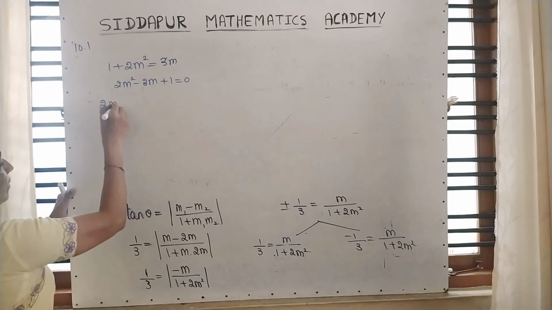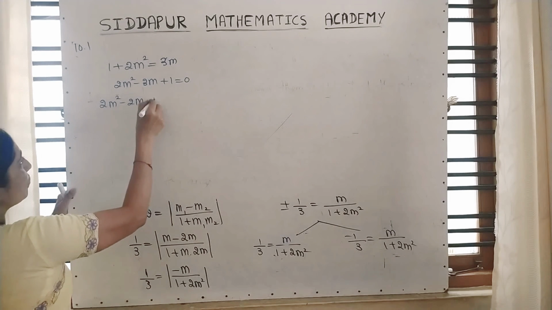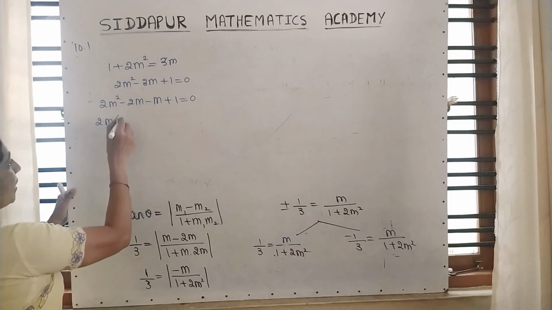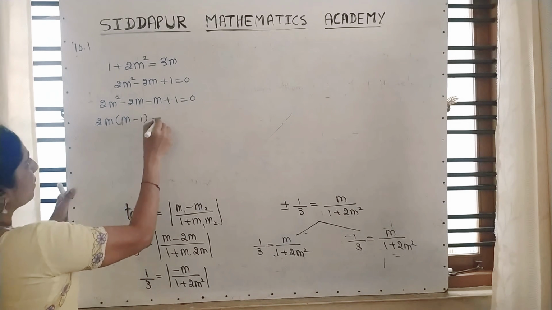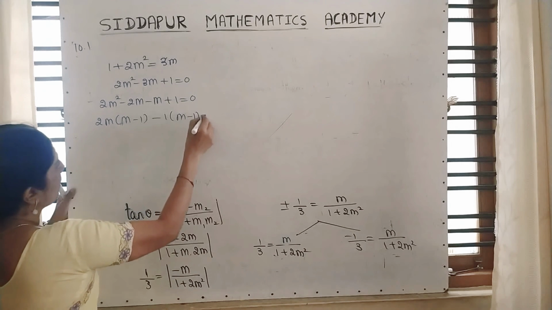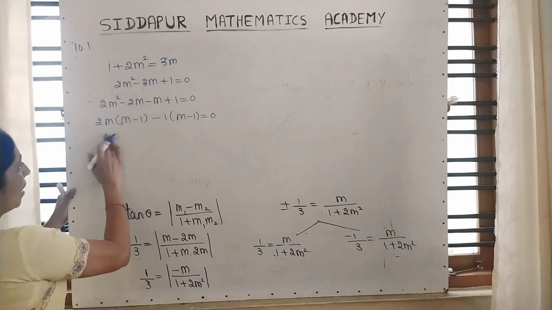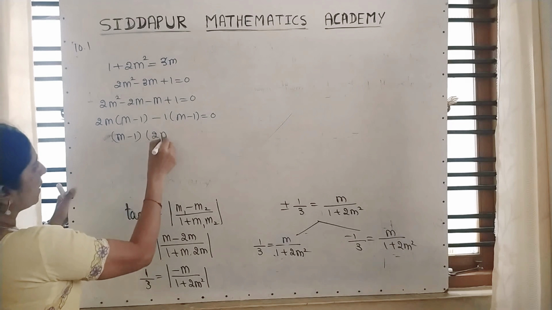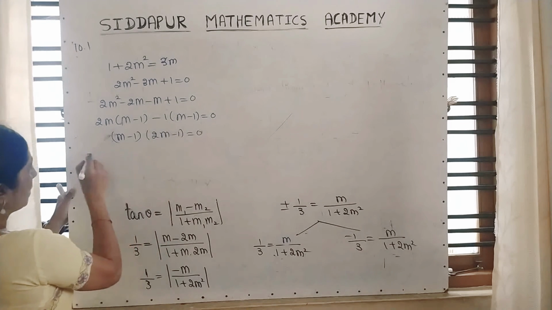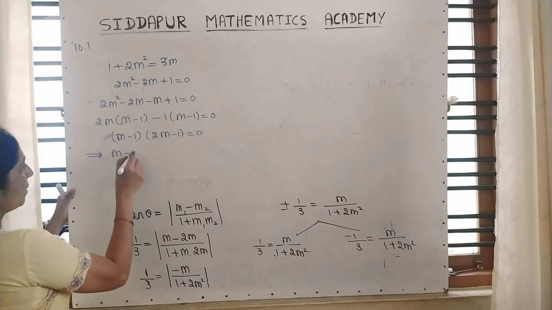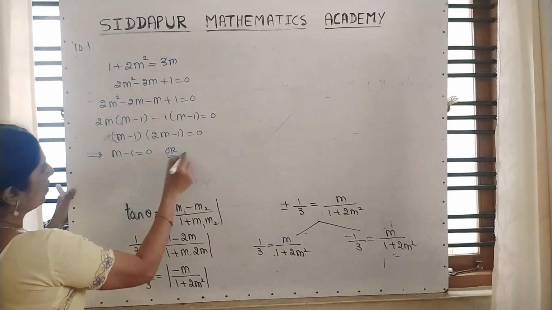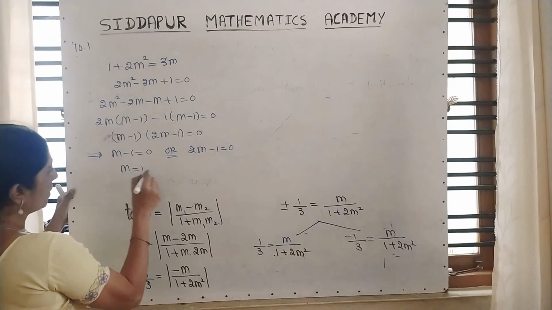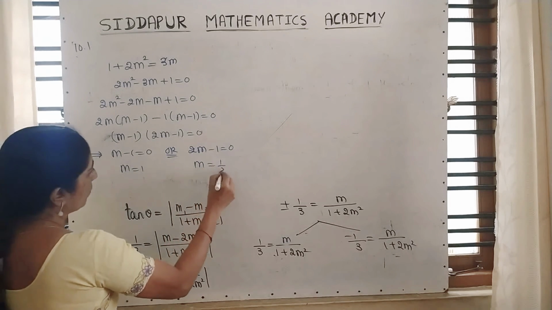Factorize this. 2m square minus 2m minus m plus 1 is equal to 0. 2m common, (m minus 1), minus 1 common, (m minus 1) is equal to 0. Again, (m minus 1) common, another bracket is (2m minus 1). This implies m minus 1 is equal to 0 or 2m minus 1 is equal to 0. So m is 1 or m is 1 by 2.